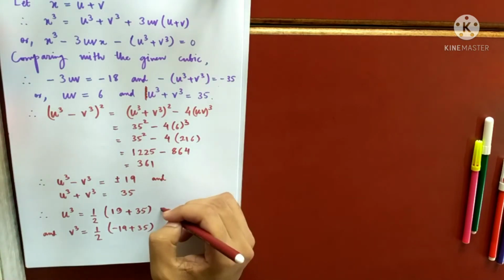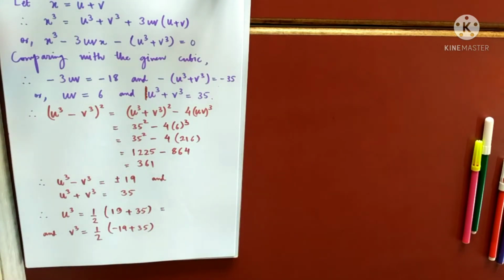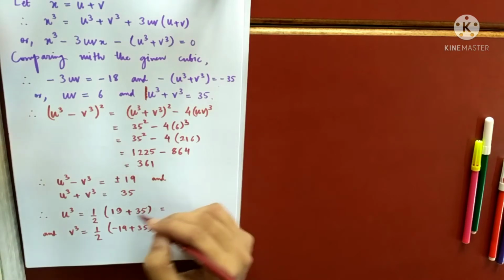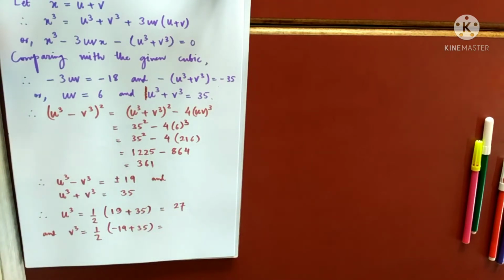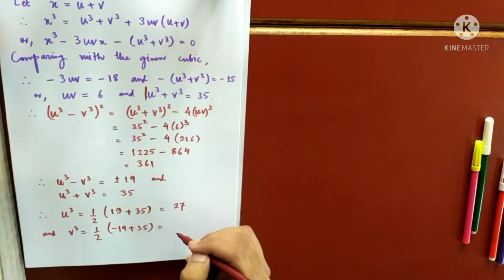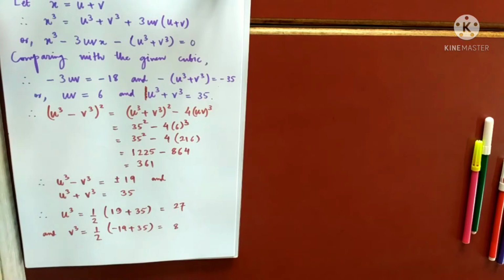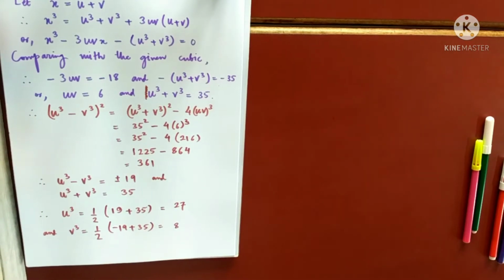So what is the value of u cube that we are getting? This is 54 by 2, that is 27, and this is 35 minus 19 is 16 by 2, which is 8. So why did we take the positive value? No, my point is this, let me explain.